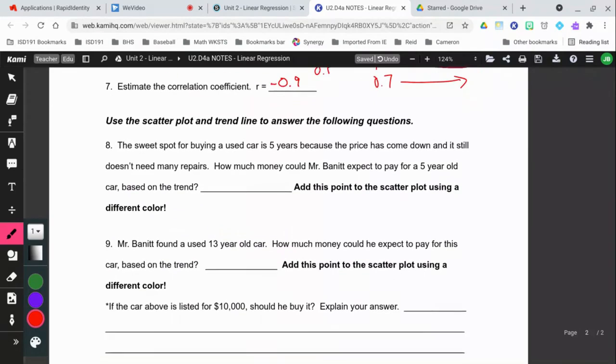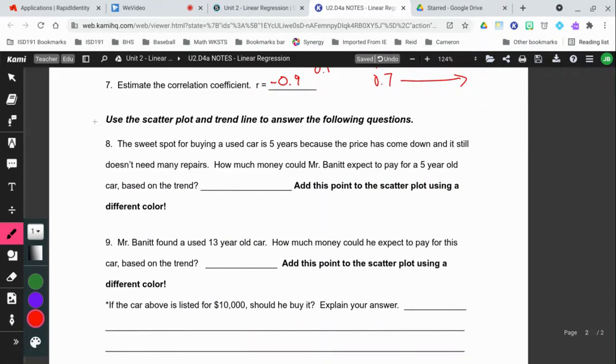All right, so let's take a look at some follow-up questions. It asks us to use the scatter plot up above that we created and the trend line that we drew to answer the following questions. Number 8: the sweet spot for buying a used car is 5 years because the price has come down and it still doesn't need many repairs. In other words, new cars cost a lot of money, but if you get cars that are 10, 12, 15 years old, they're cheaper, but you're also going to be paying a lot more in cost of repairs. So that sweet spot is about 5 years old.